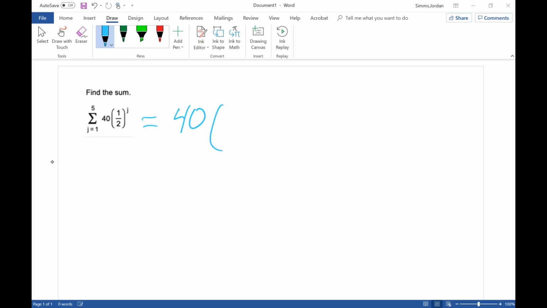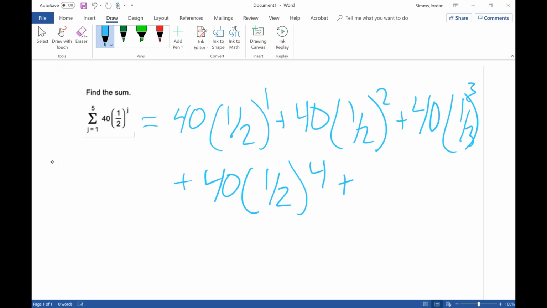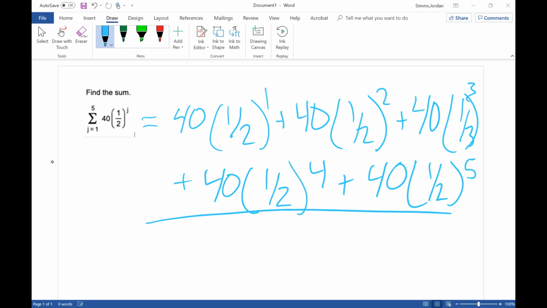So this would be like 40 times a half to the 1 exponent plus 40 times a half to the 2 exponent plus 40 times a half to the third, right? Plus 40 times a half to the fourth, plus 40 times a half to the fifth, right? Hopefully you see that pattern. You could just add all those up and you're going to get your answer. So that's one way to do it.